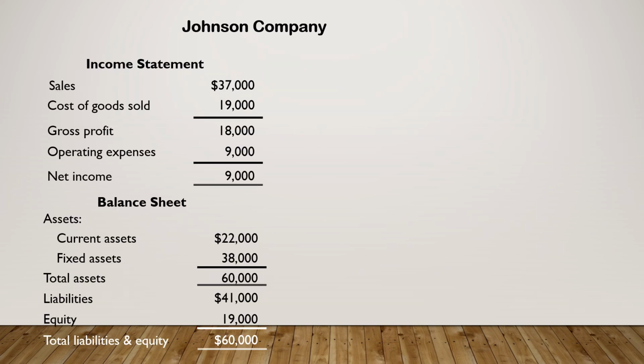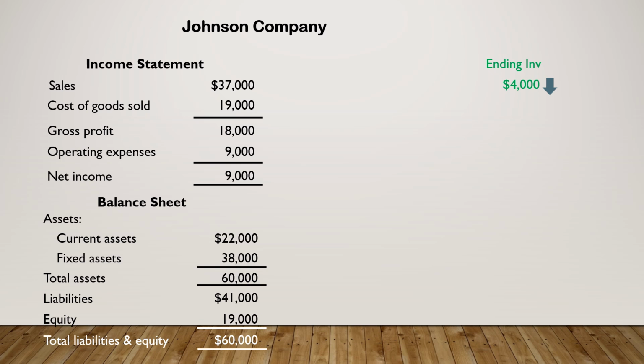Let's turn to page 21 to go over the impact of inventory errors. Imagine that after preparing these financial statements, Johnson Company discovered that the physical count of ending inventory was understated by $4,000. Let's identify the impact of this error on cost of goods sold, gross profit, net income, current assets, total assets, and equity.